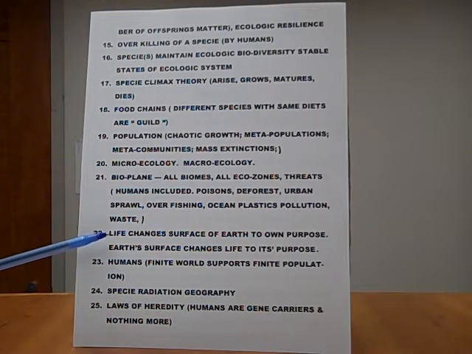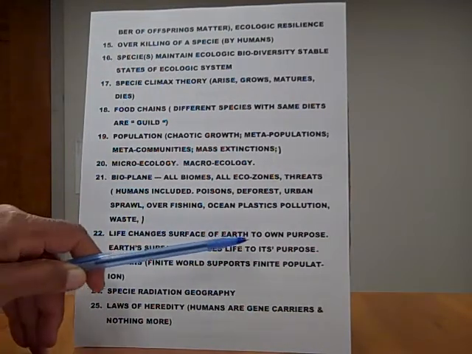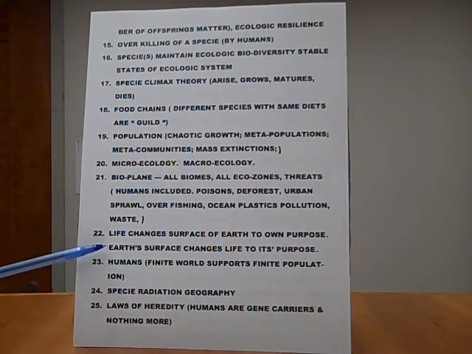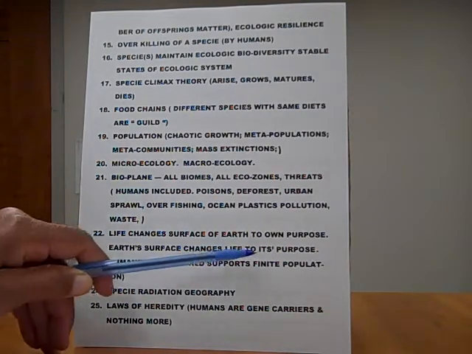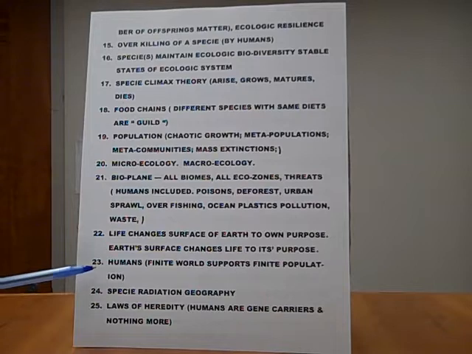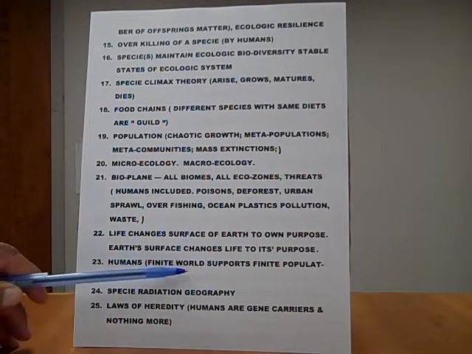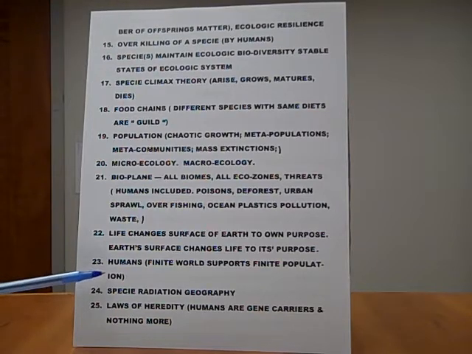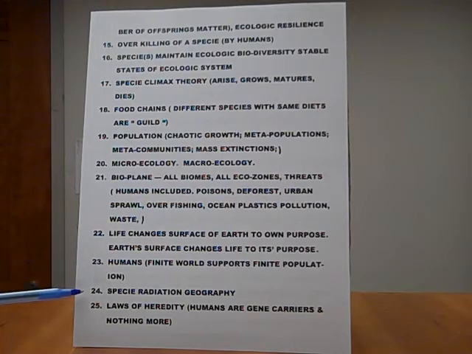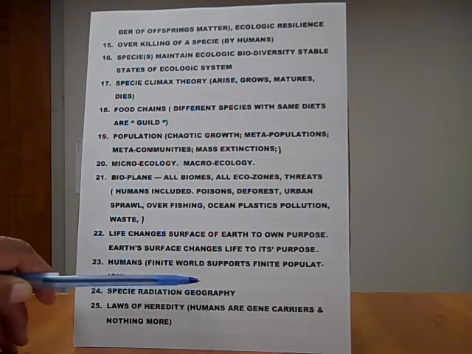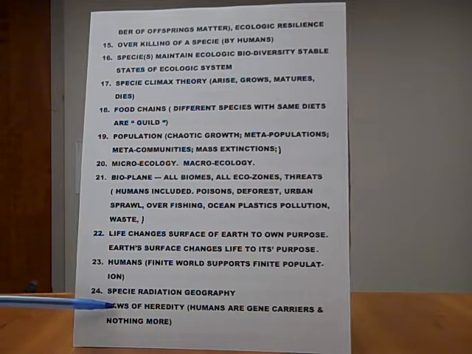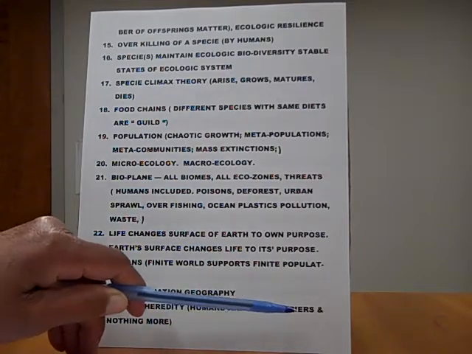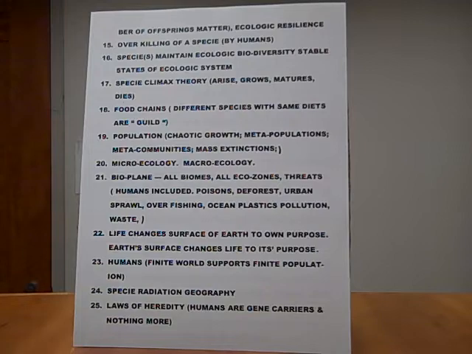Number 22, life changes the surface of Earth to its own purpose, as well as Earth surface changes life to its own purpose. Number 23, humans. A finite world supports finite populations. Human beings are disrespecting this. Therefore, the human race is going to be in trouble. Number 24, species radiation geography. Number 25, laws of heredity. Humans are gene carriers and nothing more.